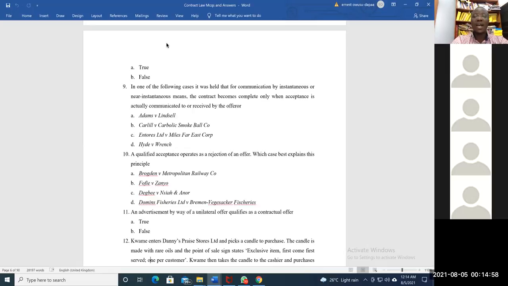Of course, Hyde and Wrench does not come in at all, because Hyde and Wrench has to do with the counter offer, isn't it? Where an offer has been made to you, instead of accepting it, if you make another offer, then that is a counter offer and is considered as a rejection of the original offer. Question 10: a qualified acceptance operates as a rejection of an offer. Which case best explains this principle?